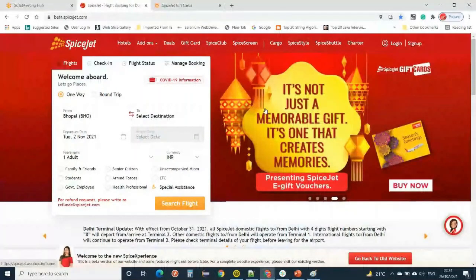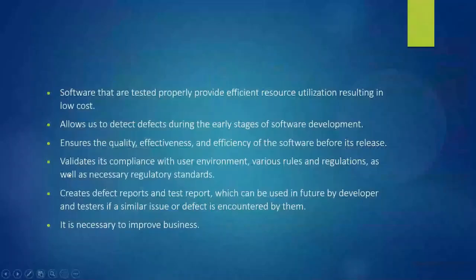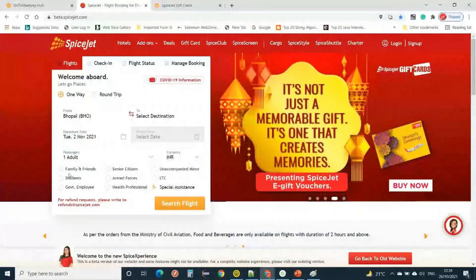If it is tested properly and performance is good, then there is a lot of business for SpiceJet as well, and people will come here and book the flights. So testing is necessary to improve the business.